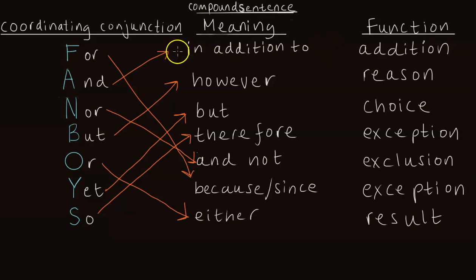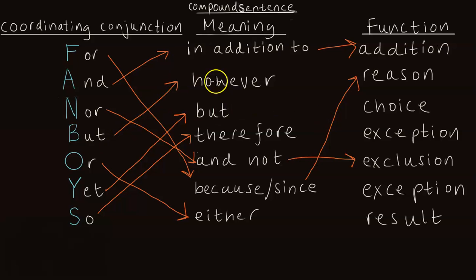Because I will be helping you in 3, 2, 1, let's go. So, for, the meaning of for was because or since. Okay, and the function of because or since in a sentence is to give a reason for something. And means in addition to. Therefore, the function for and is quite simply addition. Nor, the meaning of nor was and not. So the function for and not is exclusion. It excludes something.